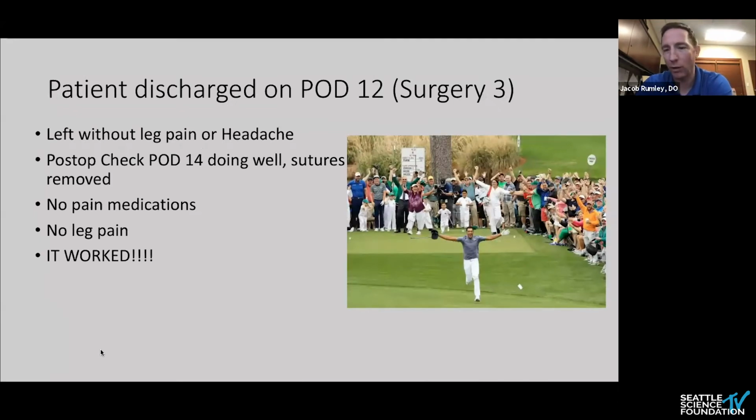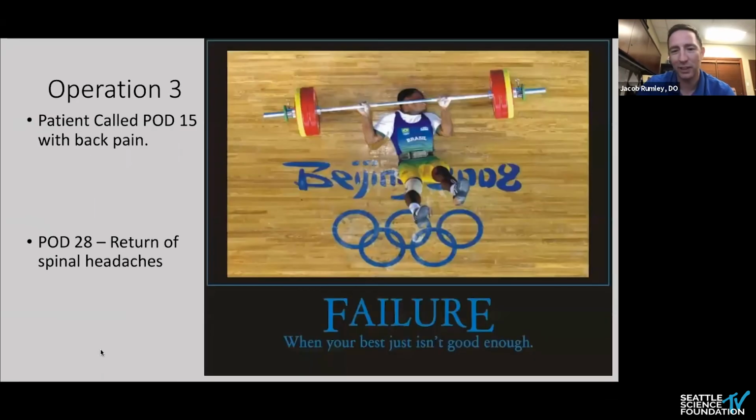On post-op day 12, we felt like we hit a home run because she was doing great. She was at home. We brought her back. We removed her sutures. She was on no pain medication. We just felt awesome. If I was at Augusta, of course, a hole-in-one was the obvious thing. And if anybody knows anything about Tony Finau, it didn't go well for him.